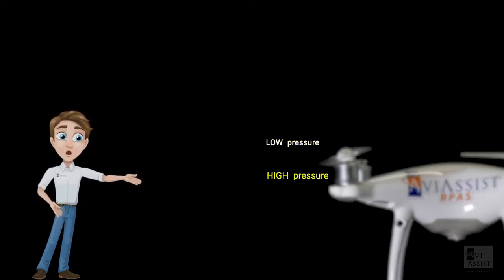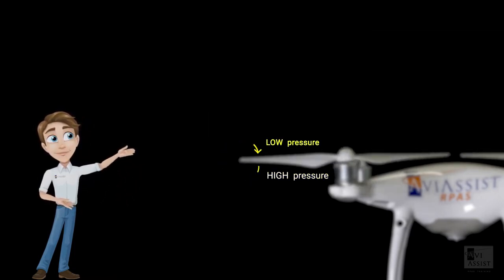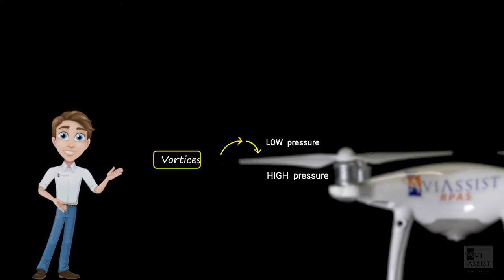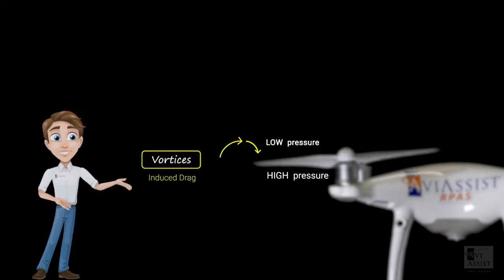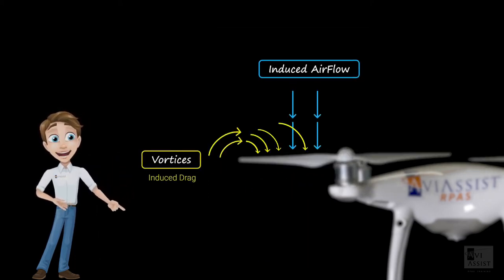During the flight, there is a lower pressure region on top of the multi-rotor blade and a higher pressure region below the multi-rotor blade. Airflow naturally wants to travel from an area of higher pressure to an area of lower pressure. The pressure differential creates vortices, known as induced drag. The larger the vortices, the more induced flow through the rotor.